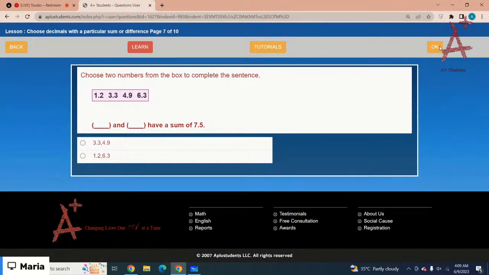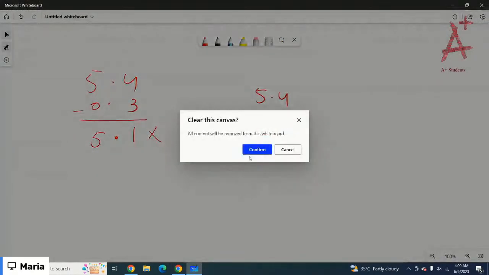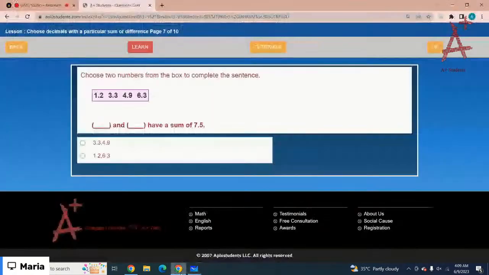Okay, the next one is choose two numbers from the box to complete the sentence. Dash and dash have a sum of 7.5. So which is the correct option? Option 1 or 2? Option 1 is 4.9 and 3.3. So no, the second one is the correct option.